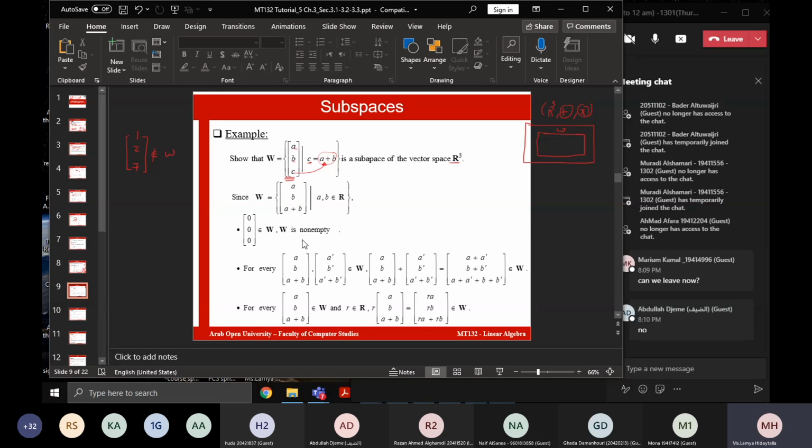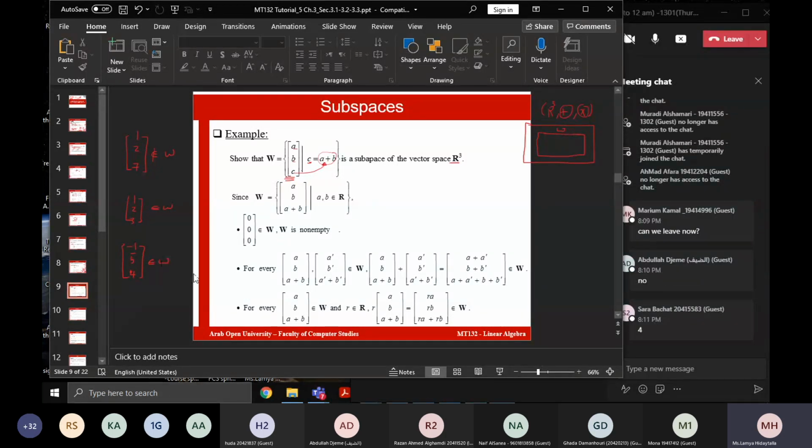Clear how the elements look like? What element belongs to W? If this is 1 and this is 2, this one should be 1 plus 2, which is 3. So yes, this one belongs to W. Give me other elements. For example, if this is -1 and this is 5, can I put any number? No. This number should be 5 minus 1, which is 4. So yes, this one belongs to W. This is how the elements of W look like.